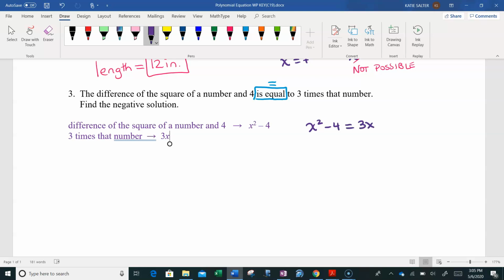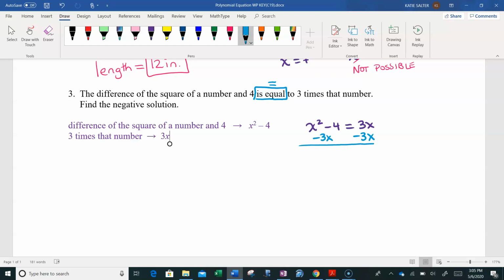Just like our problems above, now we're going to solve this equation by factoring, because it's a quadratic equation with that square in it. So the method we use is the factoring method. To do that, we start with step 1. We have to set our equation equal to 0. So we're going to subtract 3x from each side.